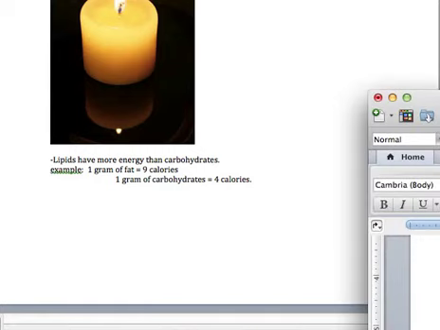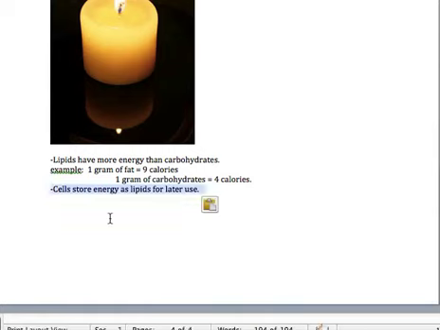Cells, specifically animal cells, store energy as lipids or fats for later use. So, animals, and if we eat too much, that extra stuff that we don't use gets stored as fat. And that is something that occurred over the time of evolution, so that if we were ever in a situation where we were starving, our body could use that fat as energy.